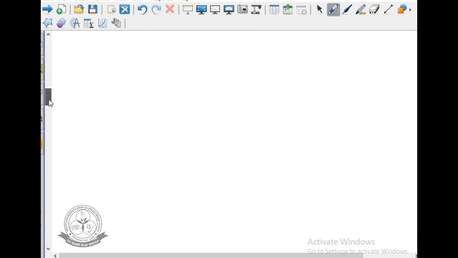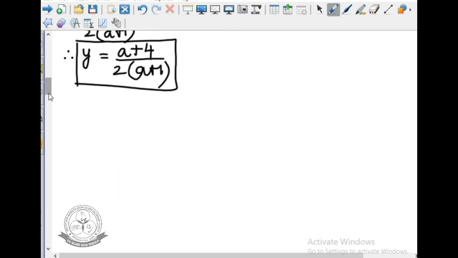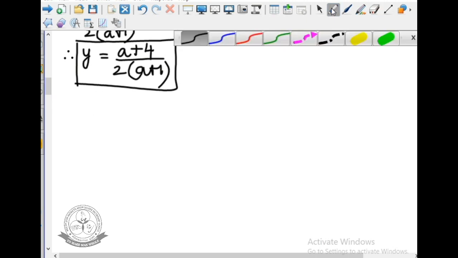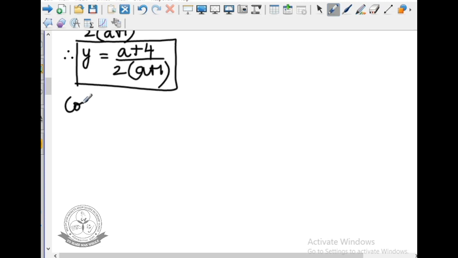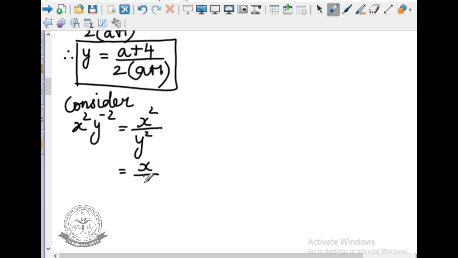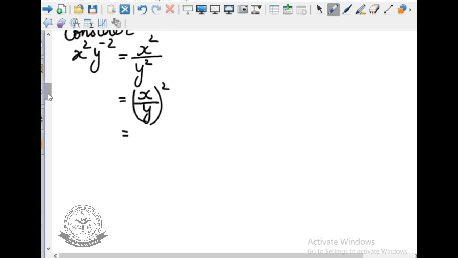Now we have to find, or we can take it as, consider x squared y power minus 2. This can be written as x squared divided by y squared. This is a negative power, so we can write it this way. This can be written as x by y whole squared. We know the values for x and y, so when you substitute, you will get the answer.